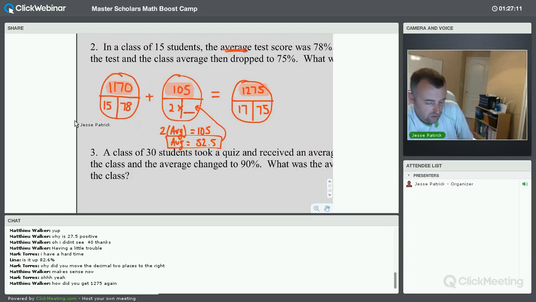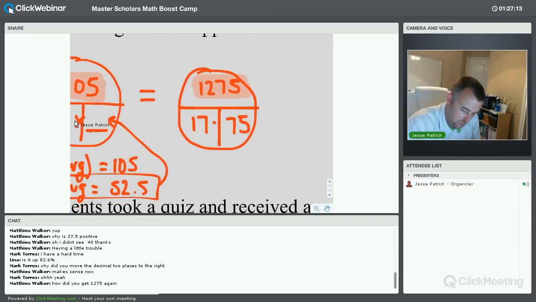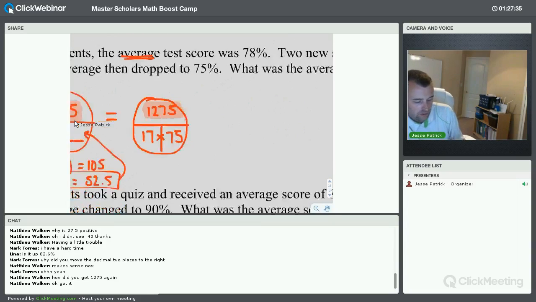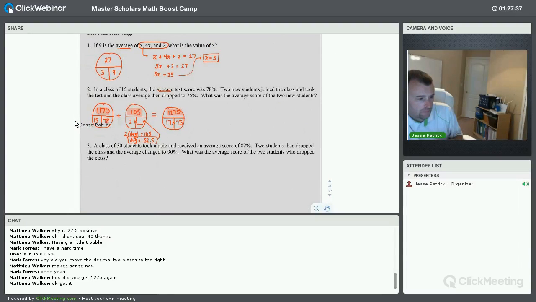And the 1275, just so you know where I got that, it's 17 times 75. We knew that we had 17 students when you add those 2 together. They told us in the question itself that the average was now going to be a 75%. So I was given those 2 numbers. I just had to multiply them together to get the 1275. Okay? And you'll see me do it on this next one as well.